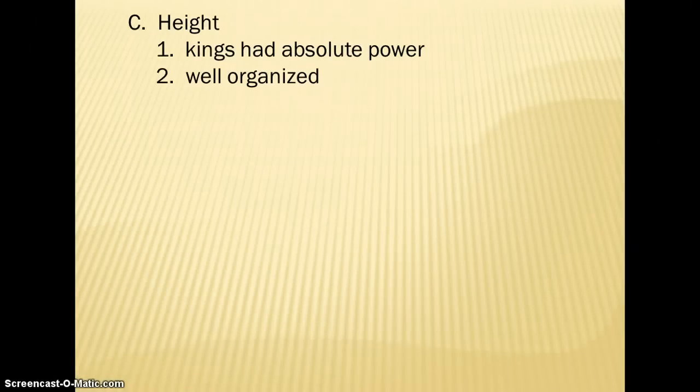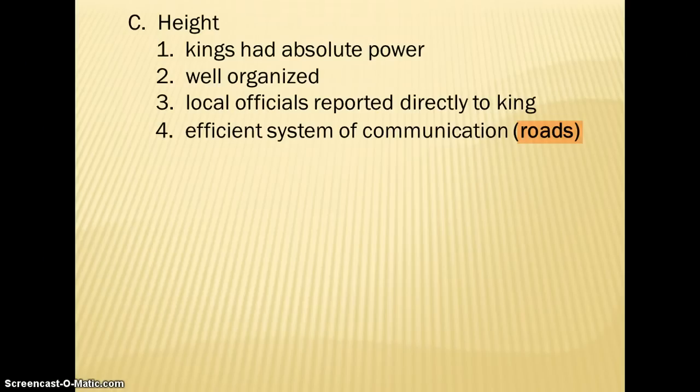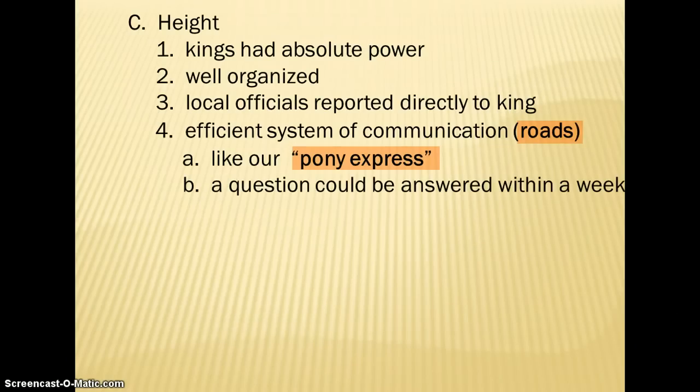The kings had the absolute power. It was a very well organized empire, and local officials in this huge area reported directly back to the king, and they had a very efficient system of communication, which was based on a system of roads. I would say it's very similar to the U.S.'s Pony Express, and they actually used horses to communicate using those roads. And so if a king had a question about some far-reaching area of the empire, he could have that answered within a week.